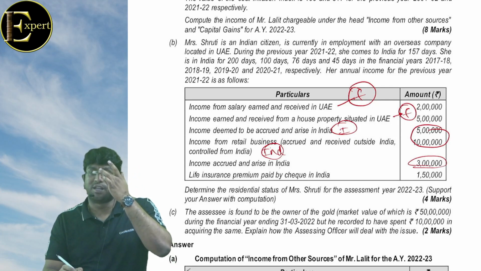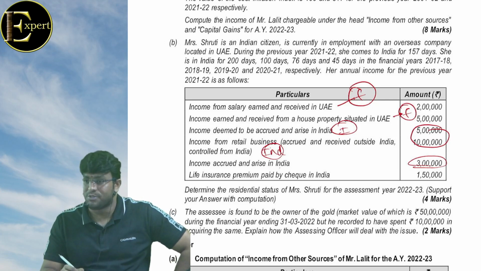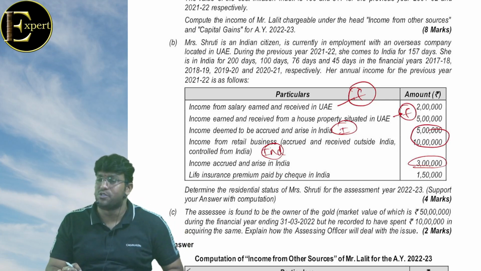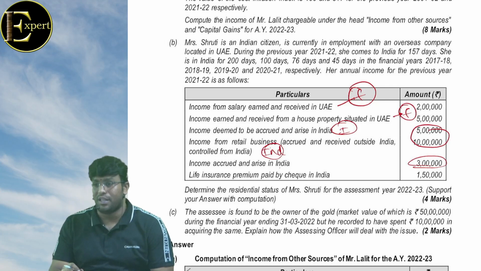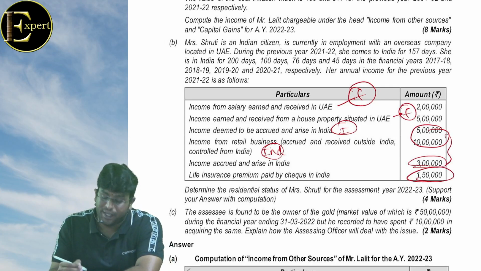Life insurance paid by cheque. Life insurance deduction will come under section 80C. Have you heard of 80C? In 80C there are so many deductions, but all put together the 80C limit is only 1,50,000. So 18 lakhs is here itself. Even if we subtract 1.5 lakh, it is still 16.5 lakh. So what is the status?